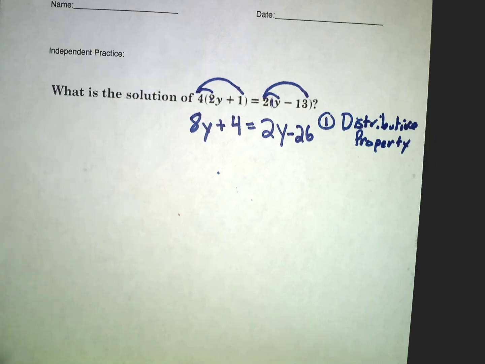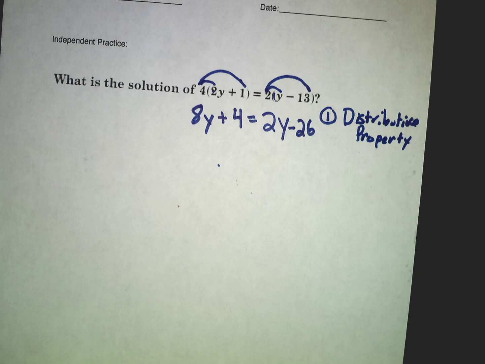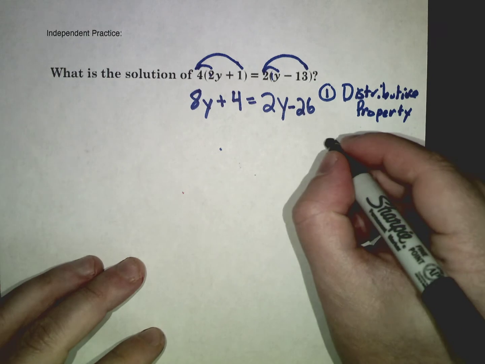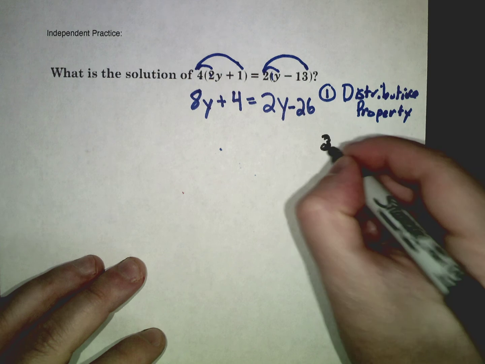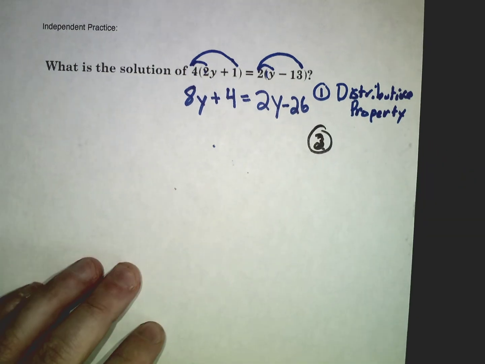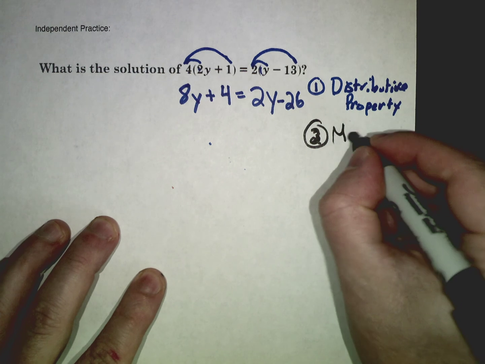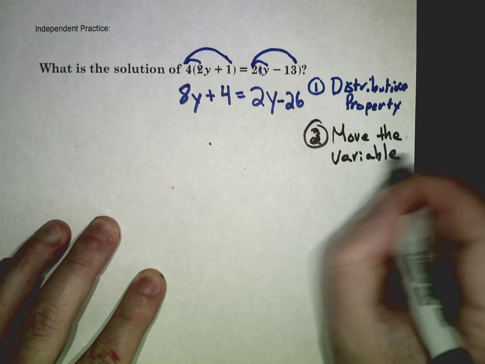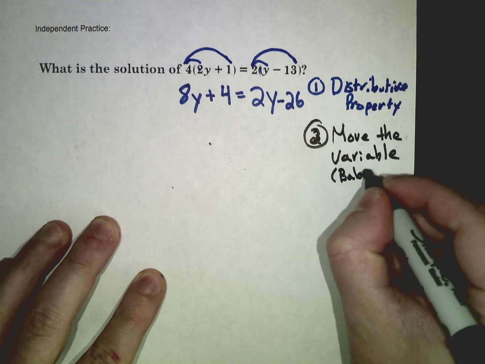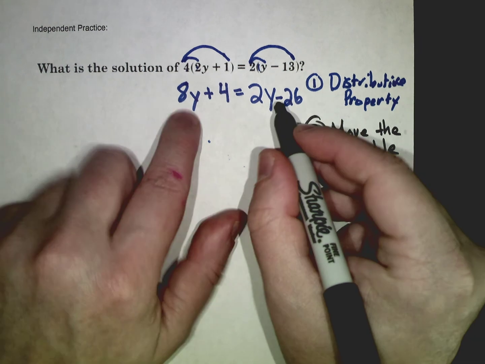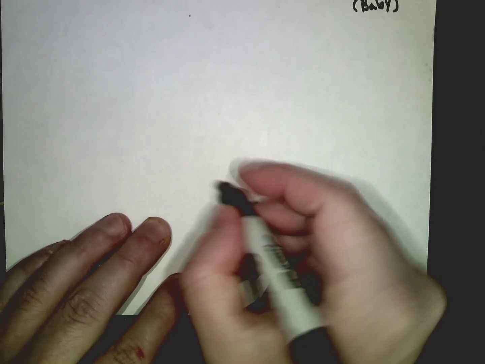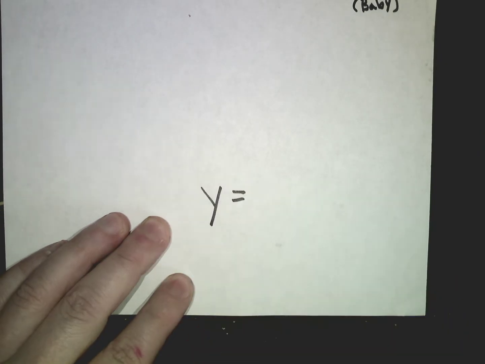Okay, so now we're back to the problem we had in the last section. Second step: move the variable, which is the letter, or the baby. Okay, our variable is y. So I want y only on one side. Again, when this whole problem is over, I want the answer to be y equals something.